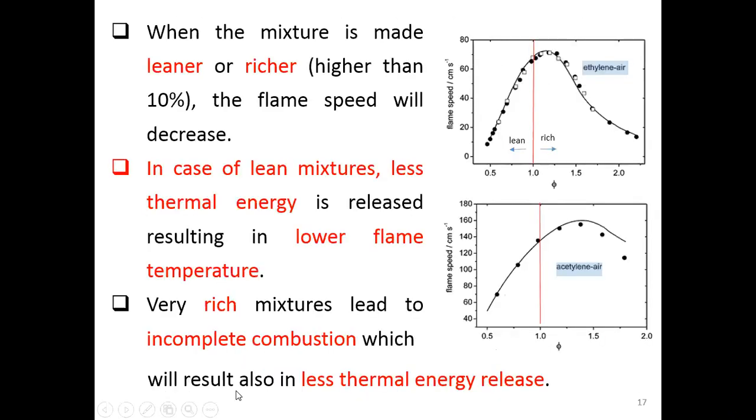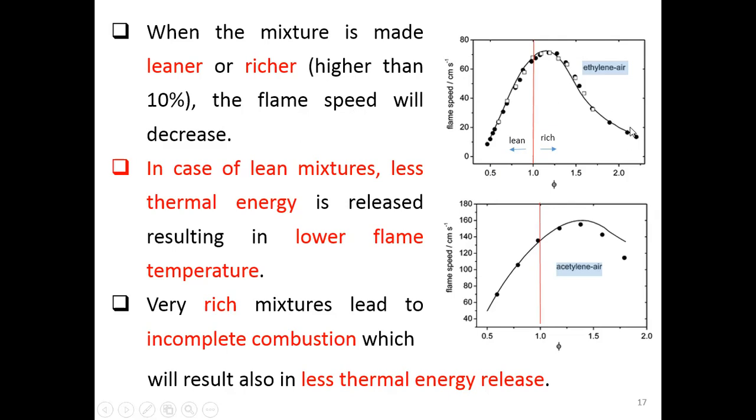This graph shows you the flame speed versus the equivalence ratio for two fuel-air mixtures. The first one is ethylene mixed with air. The second one is acetylene mixed with air. You can see that on these two graphs, if your mixture is made leaner or richer by more than 10%, the flame speed will decrease.